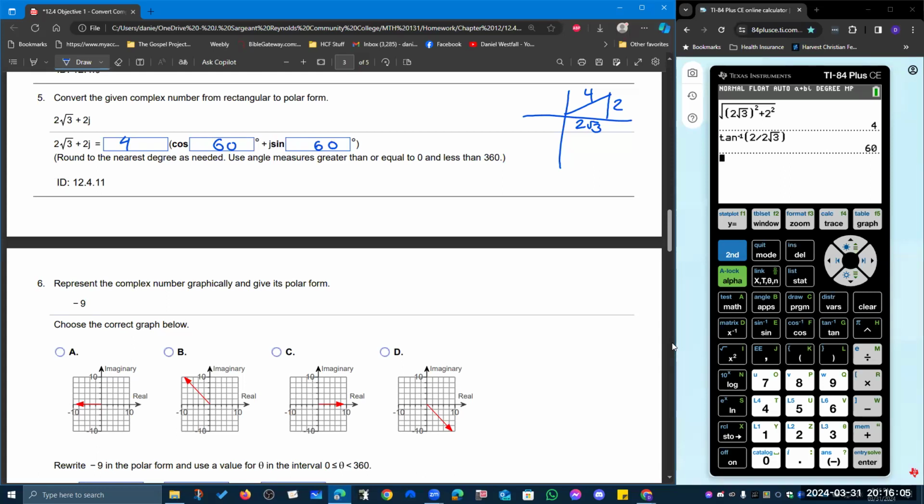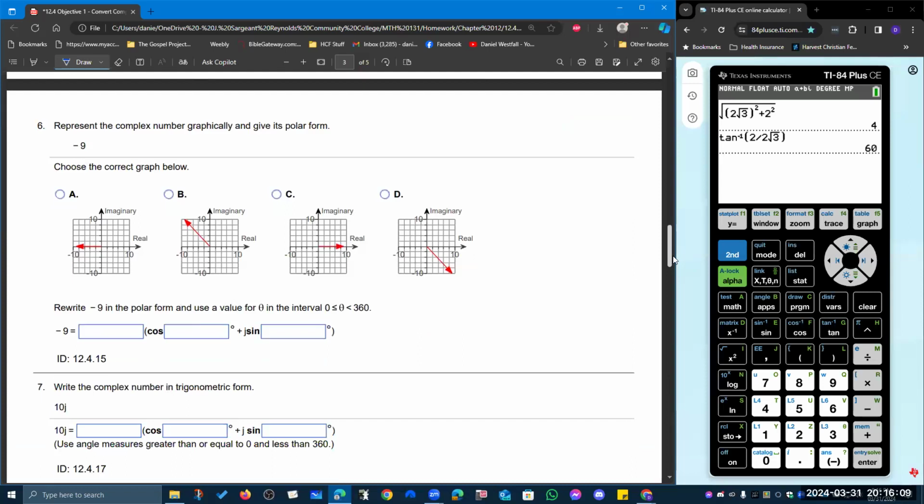There it is. Represent the complex number graphically. So it's just negative 9 as a real number. It is going to go left, not have any imaginary part. It's going to be a magnitude of 9. And it's going to be a cosine of 180 degrees, sine of 180 degrees. And that's going to give us that answer.